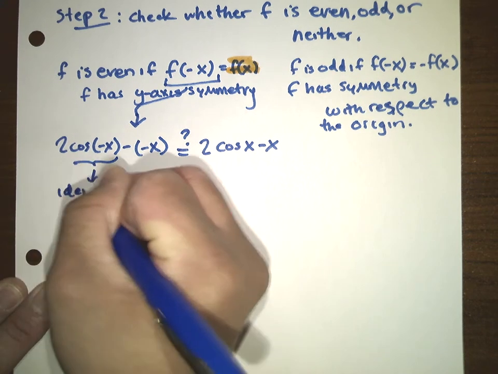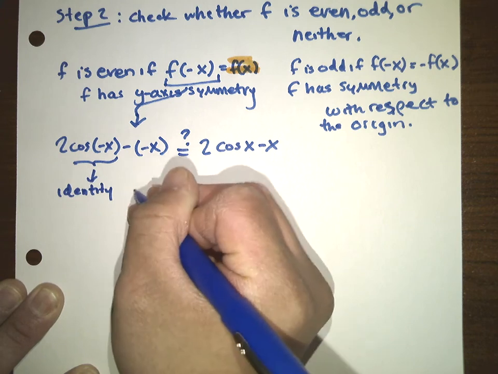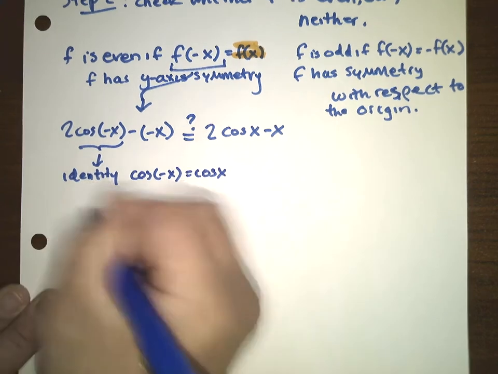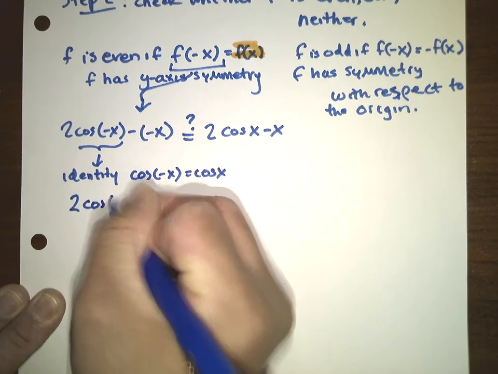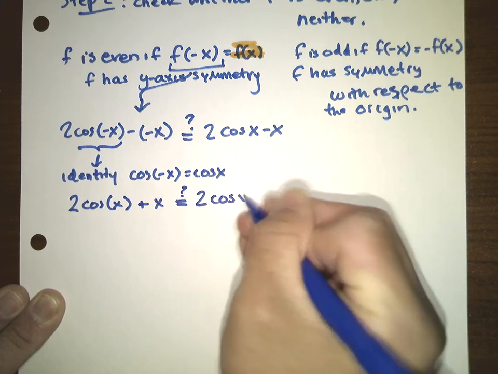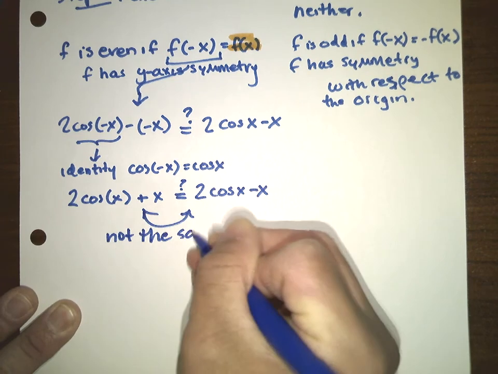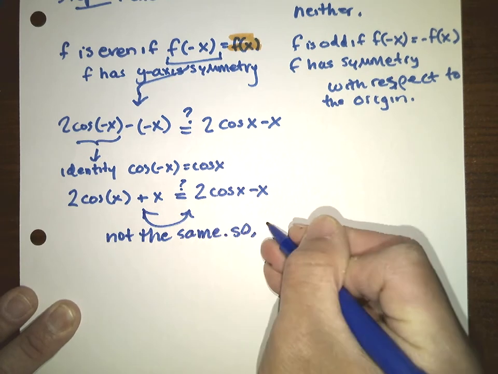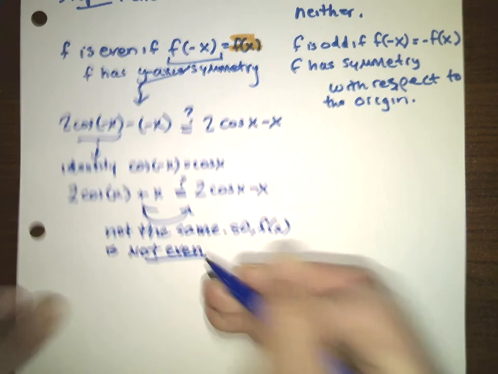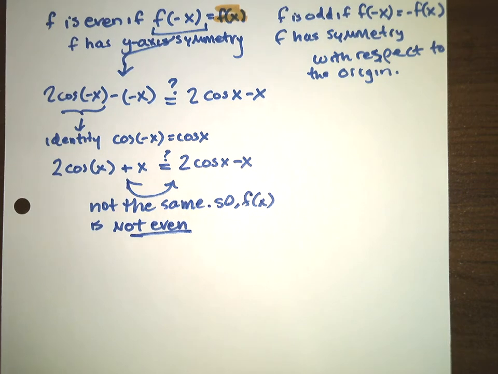All right, so here's an identity. The even and odd identities for sine and cosine. All right, so cosine of the opposite of x is cosine of x. So don't ever forget that. So we have 2 cosine of x plus x, or does it equal 2 cosine of x minus x? So these are not the same. So f of x is not even. All right, so that means that there is no y-axis symmetry.